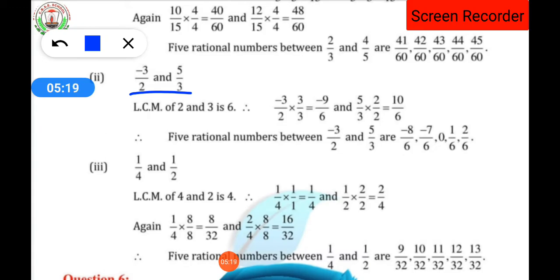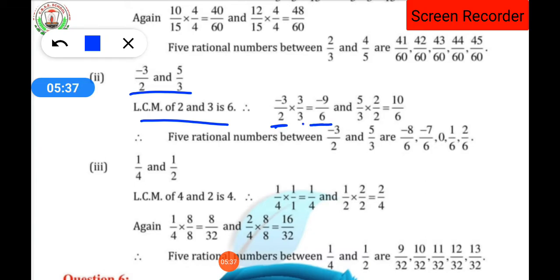We have to convert them to like terms by taking the LCM of the denominators. So what will be the LCM of the denominators? 2 and 3, obviously it will be 6. Now for minus 3 by 2, this denominator 2 will be multiplied by which number to get the LCM 6?